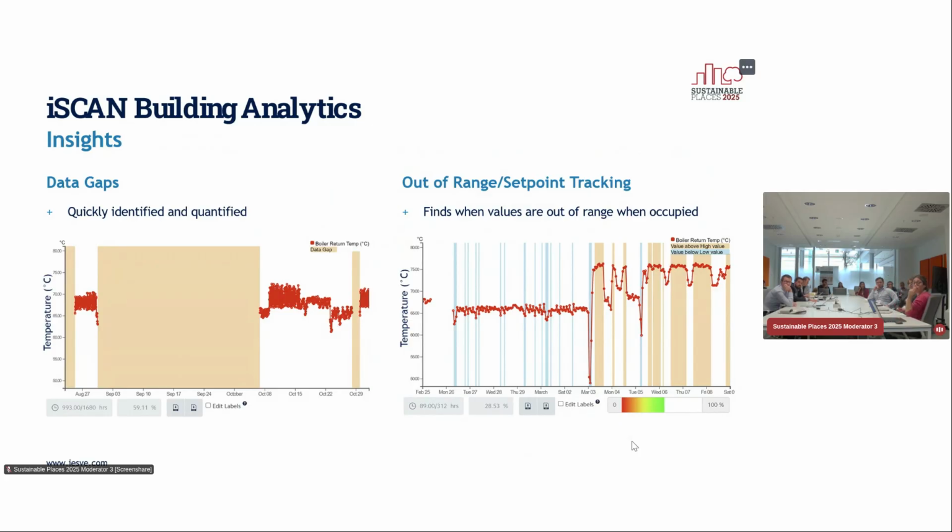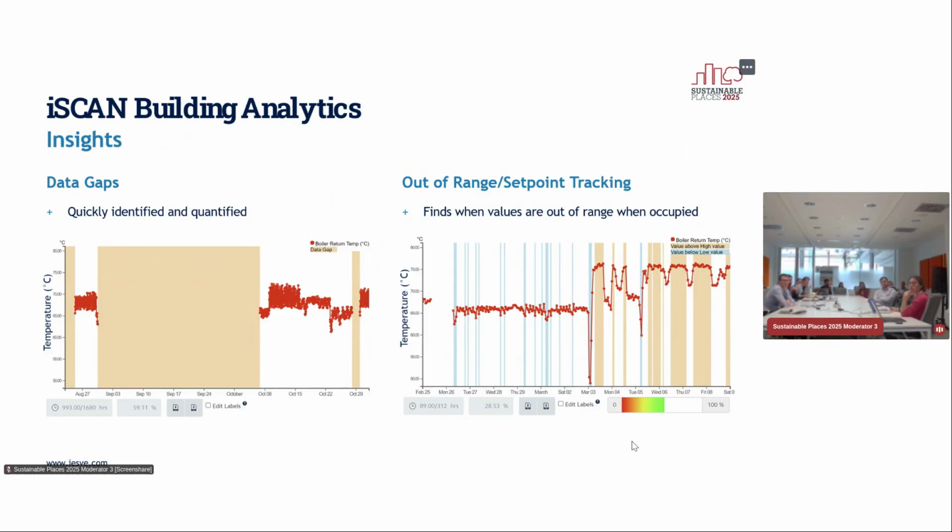So this is a boiler return temperature, for example, from a project we had. This orange stripe is when there was no data. I don't know if you can see that at the bottom, but almost 60% of the time there was no data. And of course, as you move the viewing period in the software, you can see that. So this is a very quick way to identify where those data gaps are and help you then go and chase and figure out what's going on.